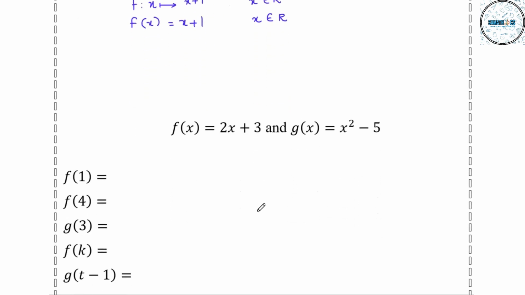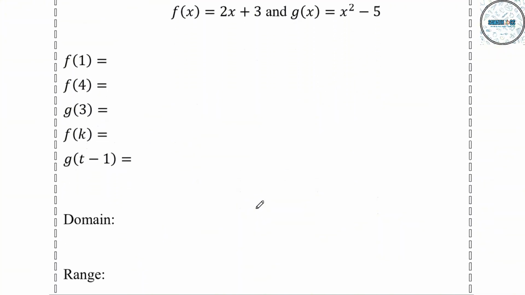Let's do some examples. We have f of x is equal to 2x plus 3, or function f such that x is mapped to 2x plus 3. And g of x is equal to x squared minus 5. We have to find the values which are given here. This f or g represents the name of the function. It can be f of x, g of x, or h of x. Usually, functions are represented by these three letters f, g, and h.